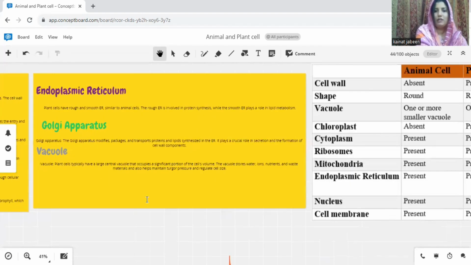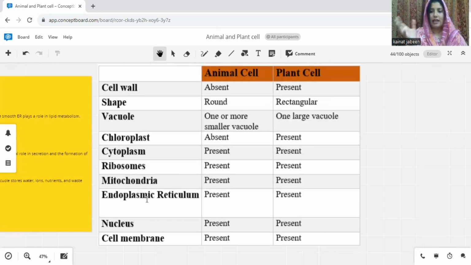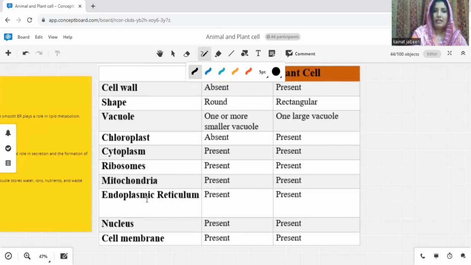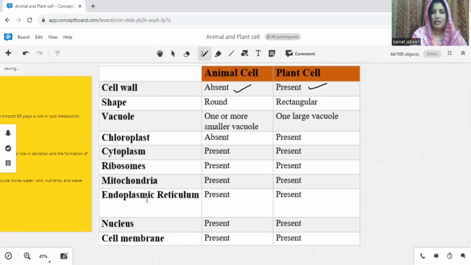Now we have to move toward the differences between animal and plant cells, and you can say it's the conclusion. Cell wall is absent in animal cells, whereas it is present in plant cells. Animal cells are round in shape, whereas plant cells are rectangular. In the animal cell, one or more smaller vacuoles are present, but in the plant cell, only one larger vacuole is present. Animal cells don't contain chloroplasts, which plant cells contain. Cytoplasm is present in both of them, as are ribosomes, mitochondria, endoplasmic reticulum, nucleus, and cell membrane. These organelles are present in both of them.